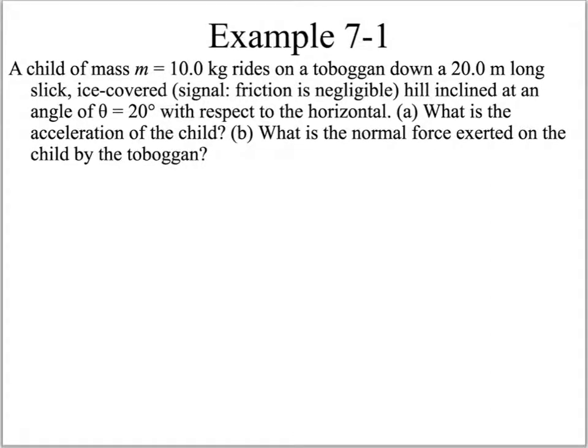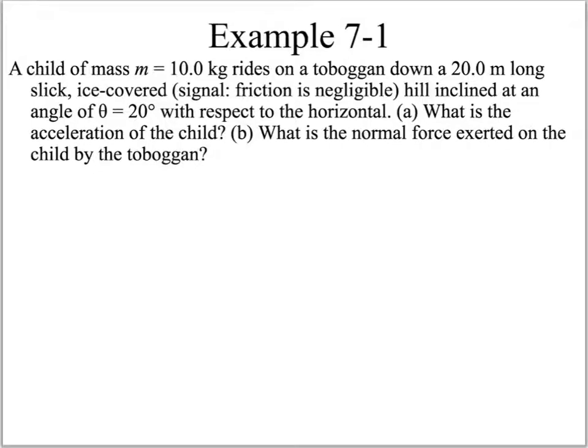Okay, hi everybody. This is example 7.1 in chapter 7 on forces, inclined planes, and friction. We may have done this example in class, but this is for the benefit of anybody who was not there for it. So we have a child on a toboggan, some sort of sled-type thing, going down a hill. And so I'm going to go ahead and draw this.